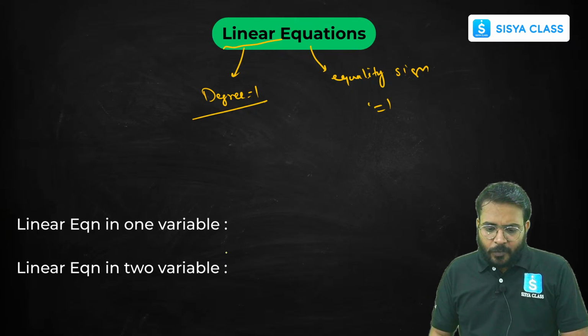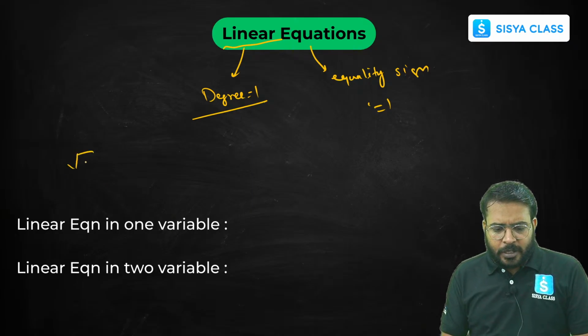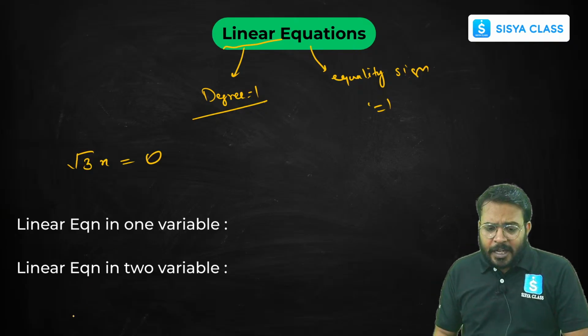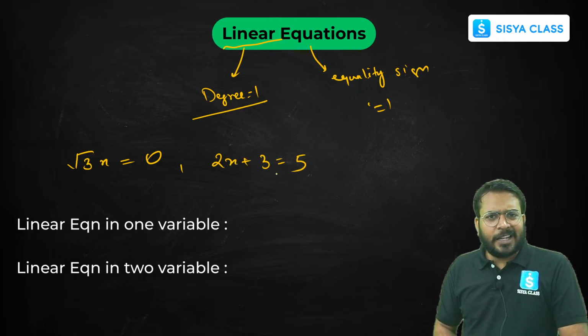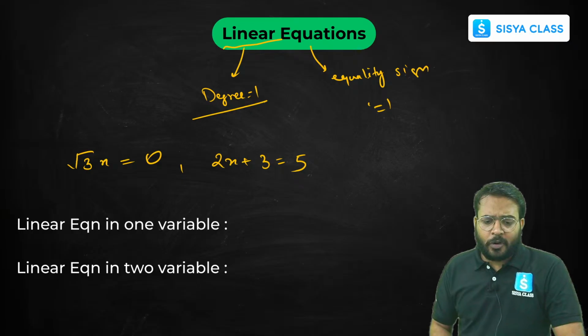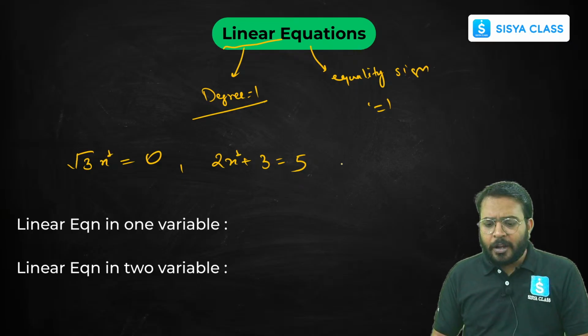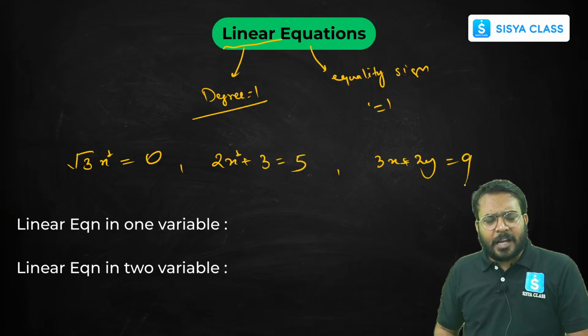Some examples: you can take root 3 into x equal to 0. It's a linear equation. You can see 2x plus 3 is equal to 5. It is a linear equation. Why? Because the highest power of your variable is 1. We can see 3x plus 2y is equal to 9. It is also a linear equation.